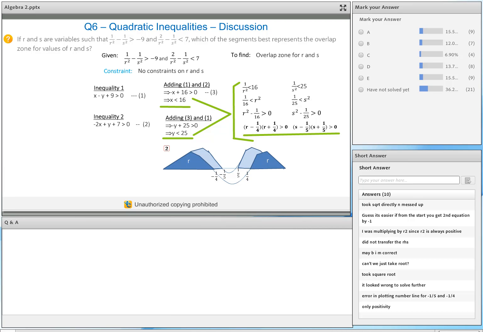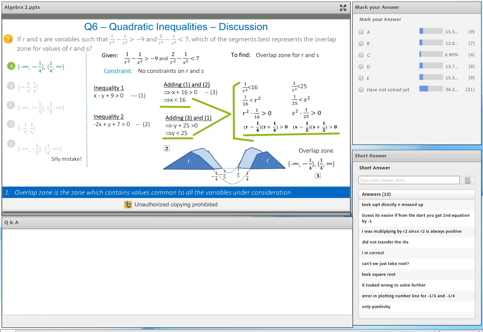Beyond that, it's a relatively straightforward thing. I've shown it in the form of a wavy line method, which once you learn it, you can then apply it. Really speaking, the range that you get over here is the range of the value of r. So choice A is the correct answer, because the overlap zone between r and s is nothing but the range of r.